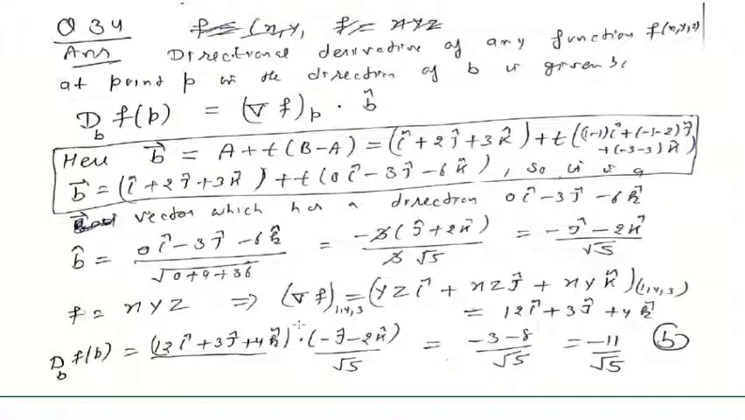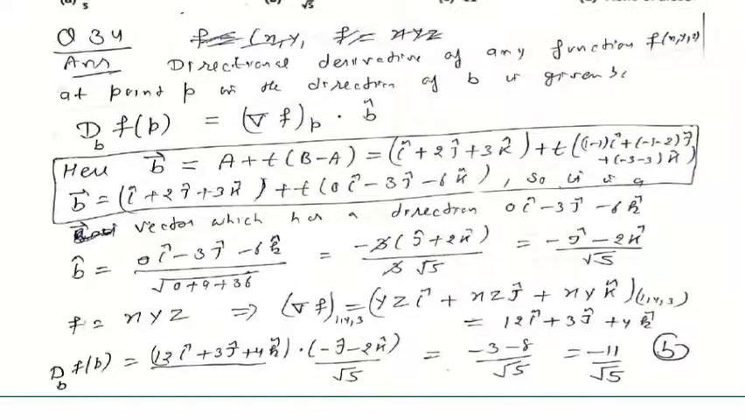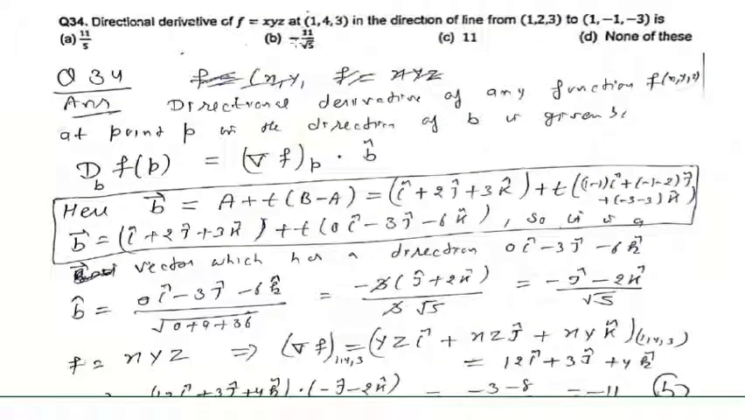So after giving the dot product, we get what? 12 into 0 is 0, 3 into minus 1 is minus 3, 4 into minus 2 is minus 8. So it is the answer, minus 11 by square root 5, which is nothing but B option. B option is the correct option.